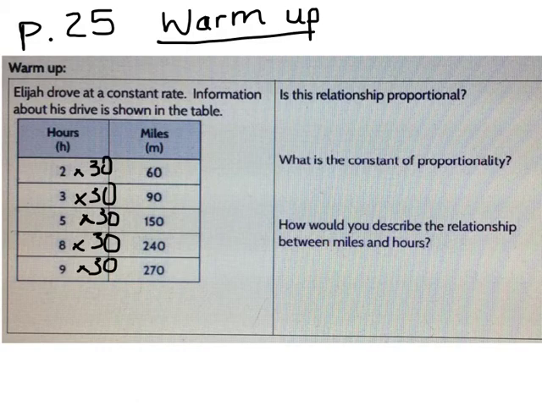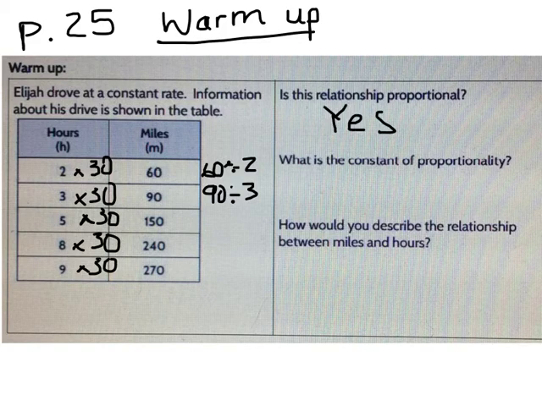Remember, to find unit rate, I can always divide one quantity by the other. So I could have done 60 divided by 2, 90 divided by 3, and so on. Now I know all of my unit rates. Is this relationship proportional? Are all of these ratios equivalent? Yes, this table does show a proportional relationship, because each ratio of hours to miles is equivalent.